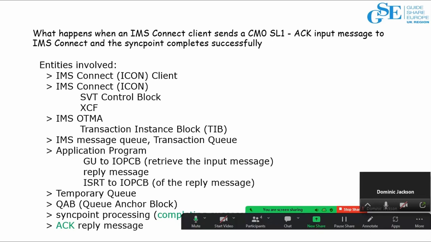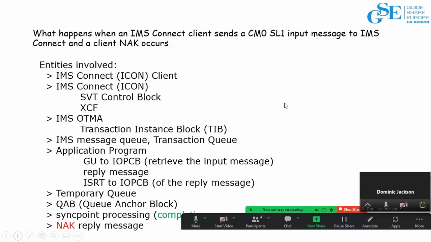But now that the IMS Connect client has sent an ACK reply message to IMS, or OTMA in this case, OTMA can now safely go ahead and dequeue the reply message. So this is the completion of the first branch, which is the IMS Connect client sending a CM0 SL1 ACK input message to IMS Connect, and the sync point completing successfully. Now let's go through the second branch.